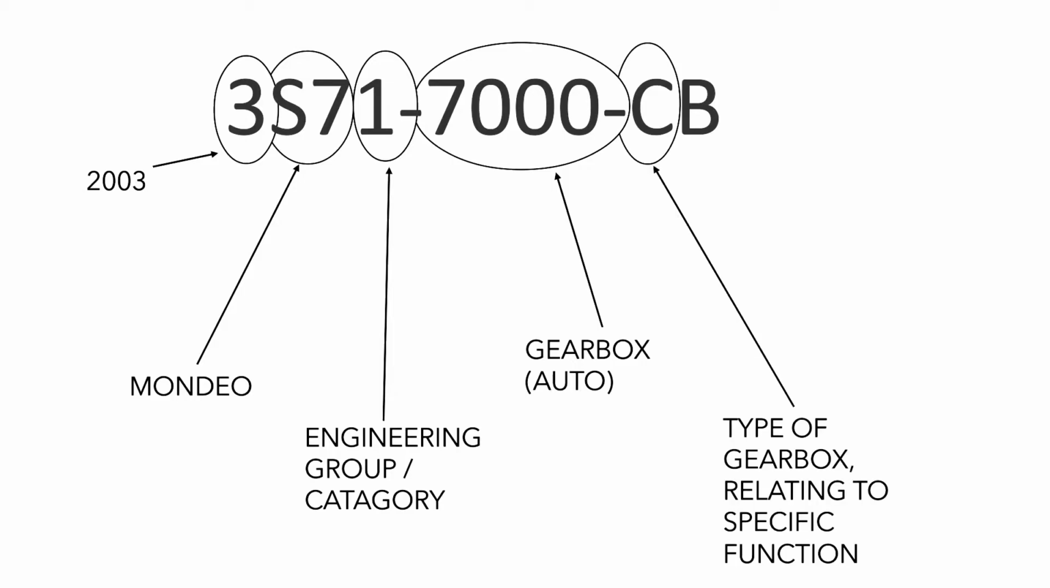Now this letter is basically the type of gearbox, and it relates to a specific function. What I mean by that is, we have an automatic gearbox from a 2003 Mondeo, but obviously there's going to be more than one automatic gearbox for that model. It could be a petrol version, it could be a diesel version, there could be different functions of that gearbox. Some gearboxes have start-stop functions on them. So in this example, C might mean that this is a 2-litre diesel gearbox. But if it was, for example, the letter B here, it might mean a 2-litre petrol gearbox. So this letter's very important when finding a part because it relates specifically to what type of part that is.